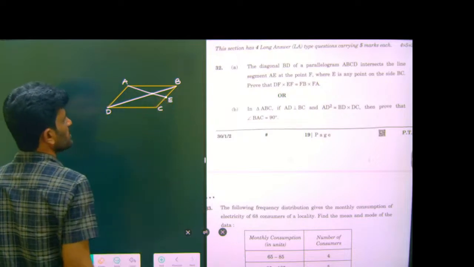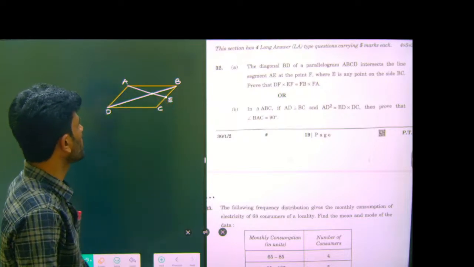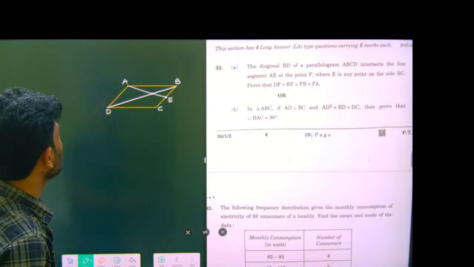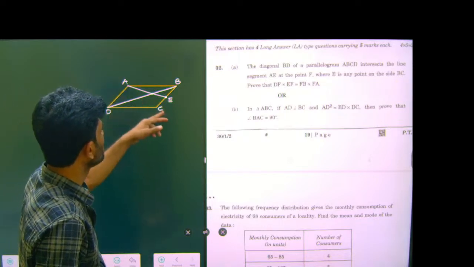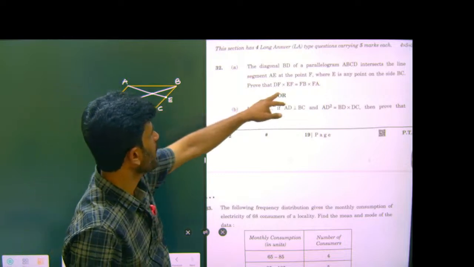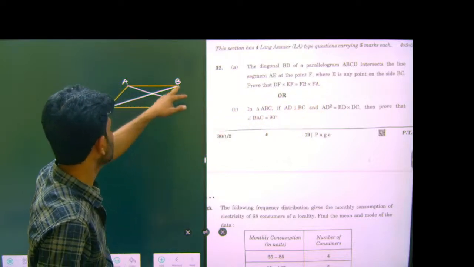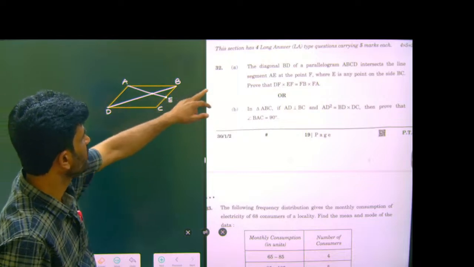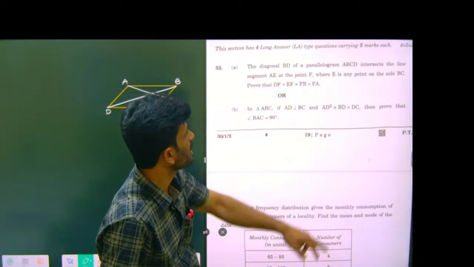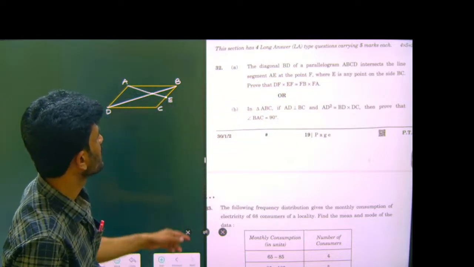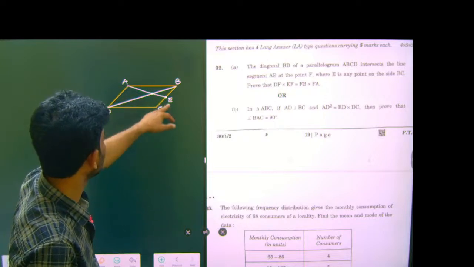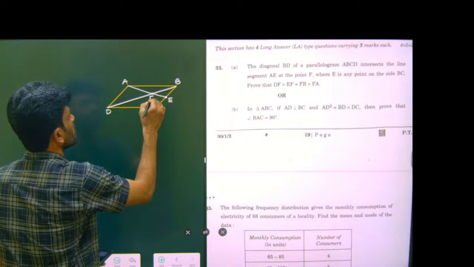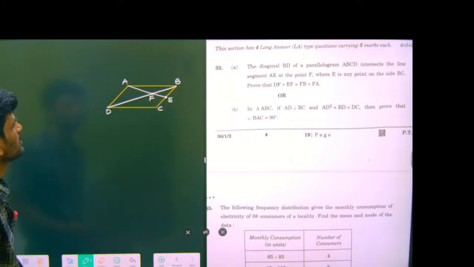At one point they both are intersecting. Which two are intersecting? BD and AE. AE is a line such that E is some point on BC. You take first E on BC, then join AE, then join BD also. Then we get the diagonal BD of the parallelogram ABCD intersecting the line segment AE at F. This is F. Like this the diagram will be there.